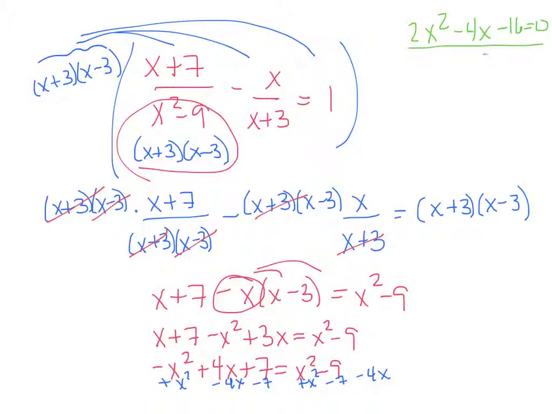Since everything is divisible by 2, let's divide by 2. That will help solving it. And then we're going to factor. This would be minus 4 plus 2. And so our answers then are 4 and negative 2.